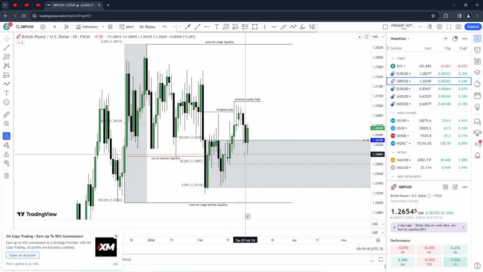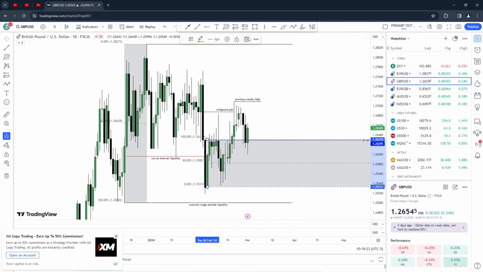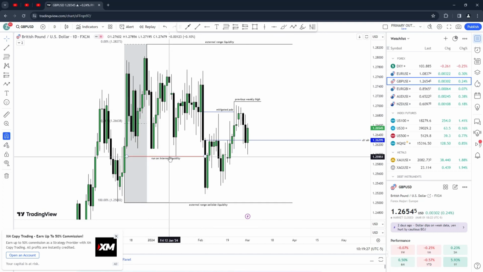We're already finding support within these down close candles over here. This down close candle is considered as the daily order block. Inside here is a run on internal liquidity relative to this range. This is the range low, this is the range high. We have external range liquidity resting above and external range liquidity resting below. Like I said on the weekly, everything that is occurring right now is occurring within discount, which is prime time for buys if we are expecting this market to take out the high.